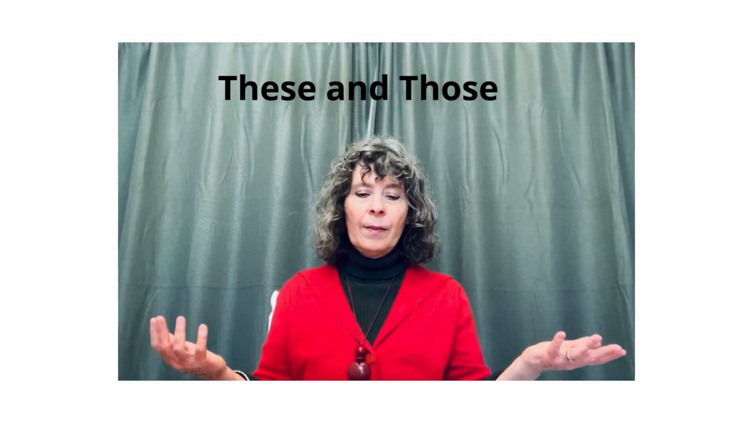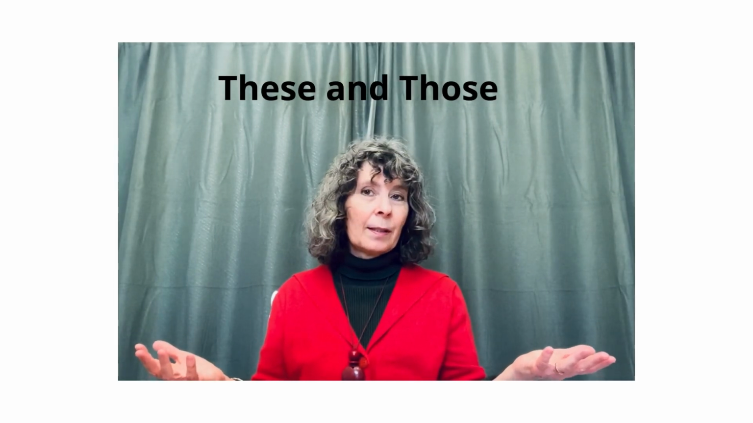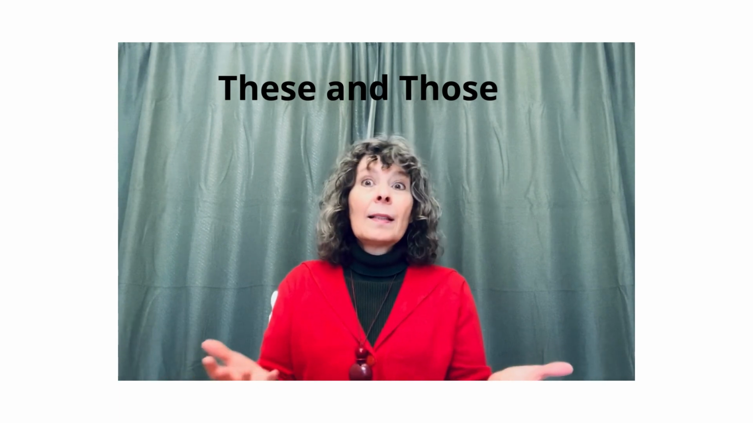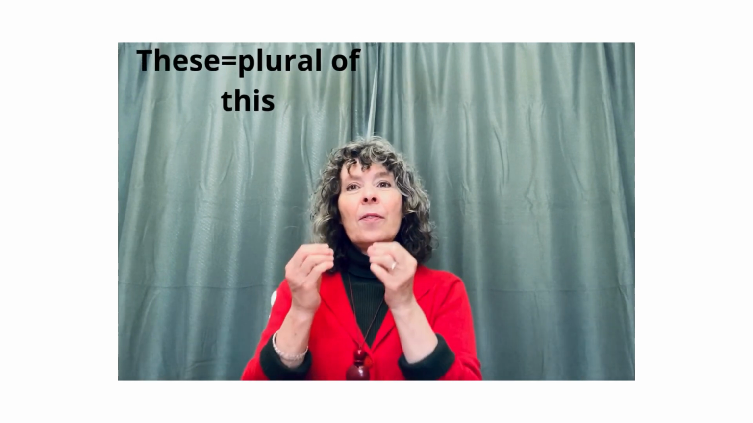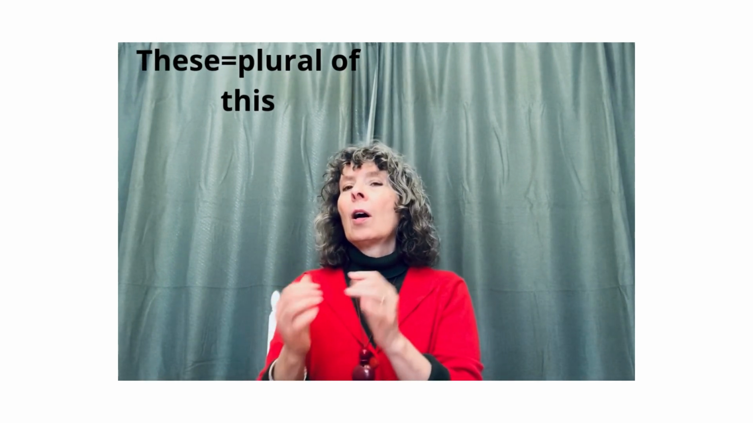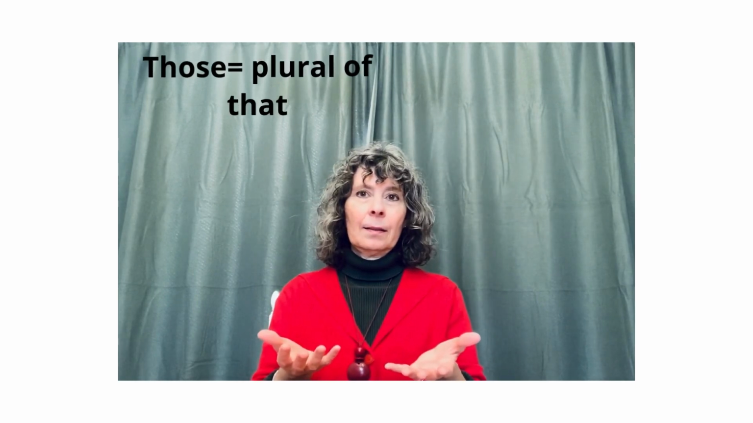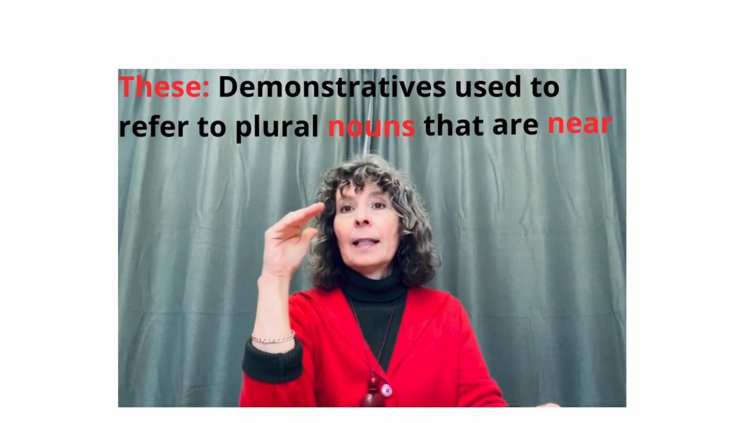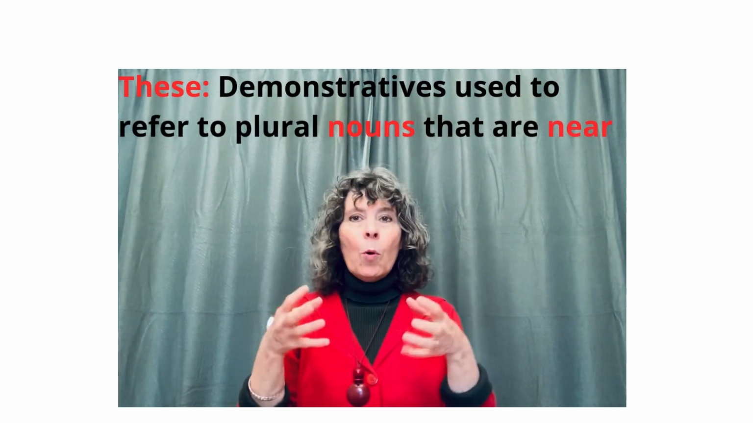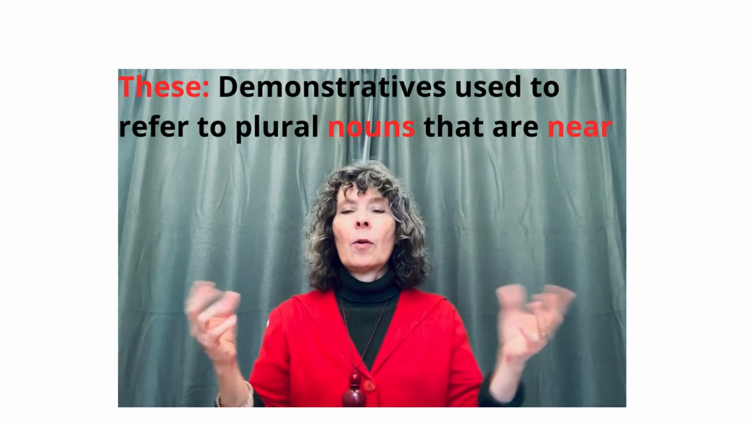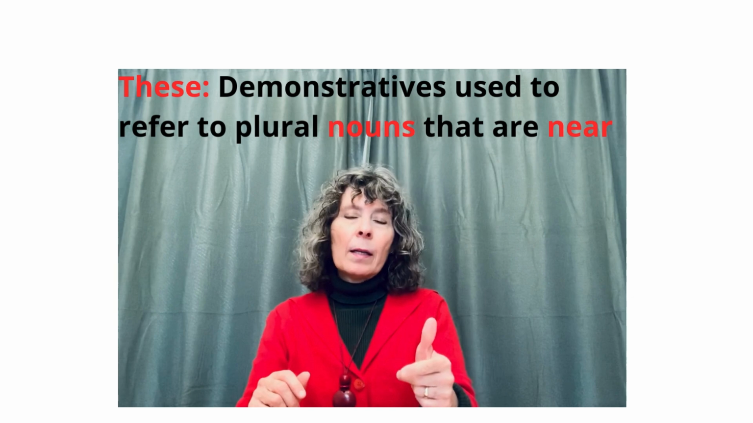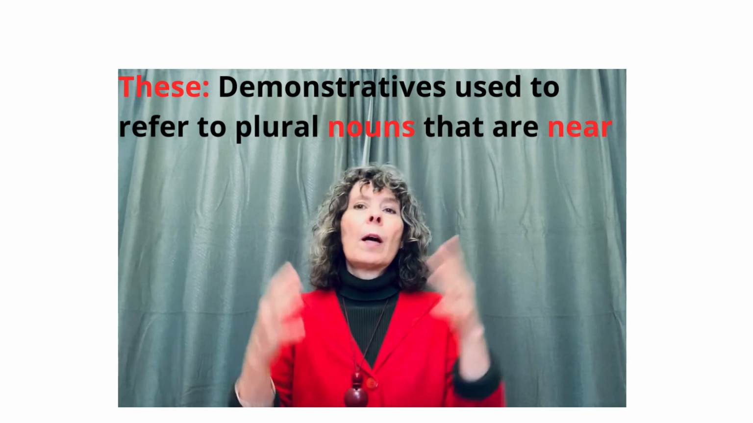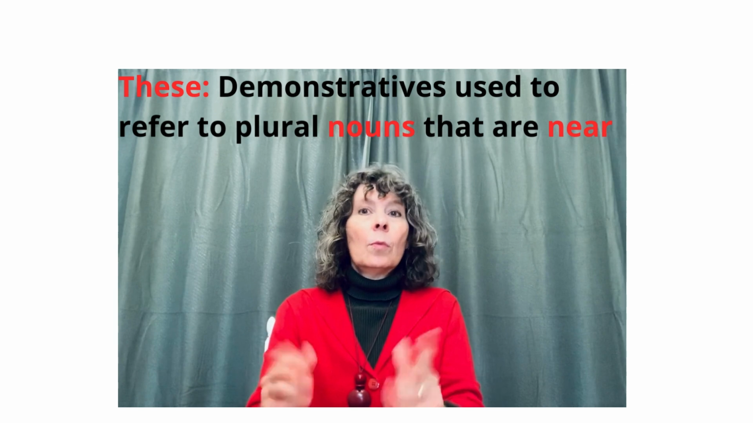Now, what about these and those? Well, it's a similar idea. These is the plural of this. And those is the plural of that. So if these is the plural of this, these is used to refer to more than one noun, more than one person, more than one thing or animal or whatever.